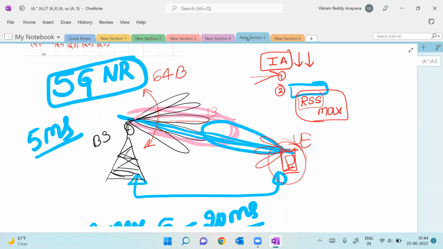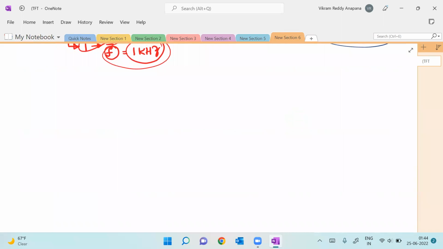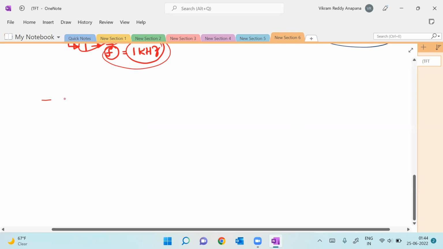Okay, so this is 5G NR, 5G new radio. Anyways, we'll discuss these 5G new radio things in our subsequent lectures. So next one: I have an impulse in the time domain, and I can see a flat frequency spectrum. I can see a flat spectrum in the frequency domain. This is time, and this is frequency.